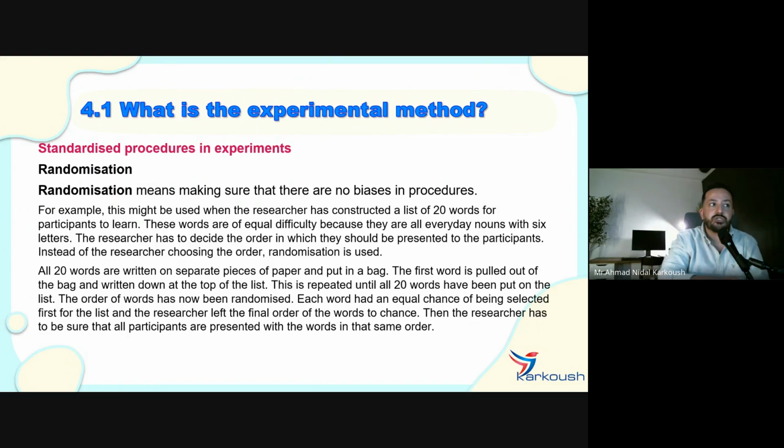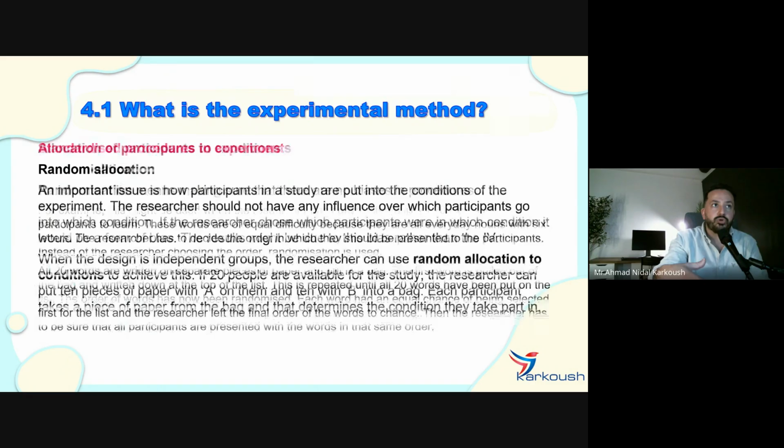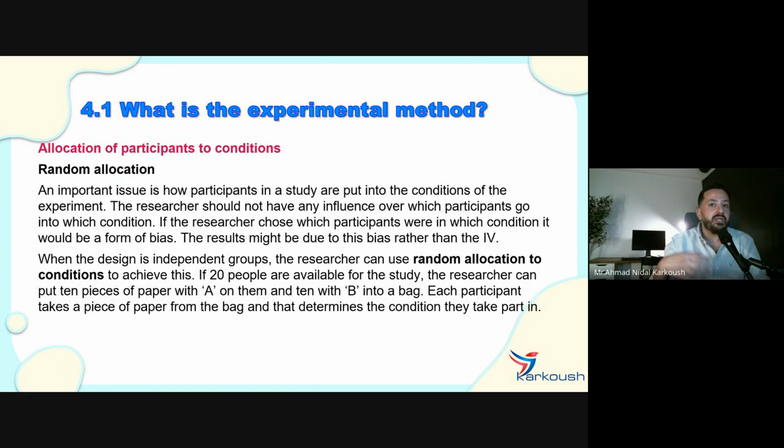The researcher has to be sure that all the participants are presented with the words in the same order, and that order is absolutely random. Now, finally, we have random allocation, which is an important issue in how participants in a study are put into conditions. Random allocation is how participants in a study are put into different conditions, condition A and condition B.